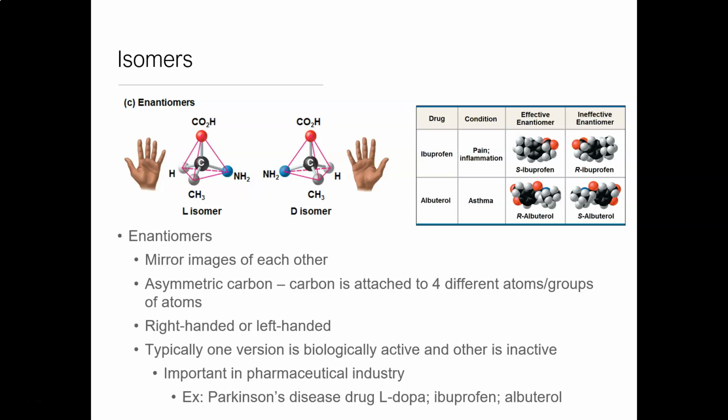Albuterol, which is used for asthma inhalers, same idea. The R form is functional, the S form is not. If you take a look at your textbook, they talk about the L-DOPA drug and the use on Parkinson's disease. And again, one form functions in the body and the other one does not.